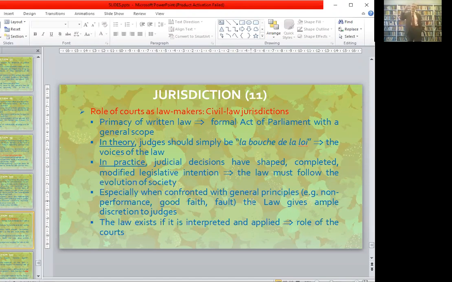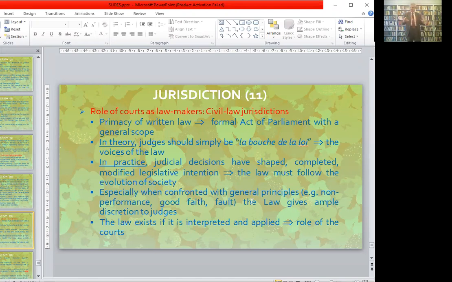So the idea is that in our jurisdictions, which we call civil law jurisdictions, to somehow oppose them to the common law systems, I will try to analyze this at the end of the course. Well, in our continental European jurisdictions, the idea is that the law is a formal act of parliament. So parliament meets and votes law, and that is the law of the country.